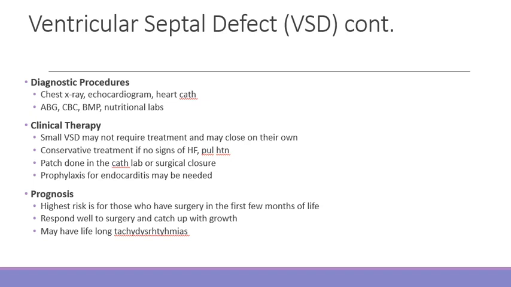Prognosis. Highest risk is for those who have to have surgery within the first few months of life. They do respond well. They catch up with growth. They could have some lifelong tachydysrhythmias, some tachycardia, some SVT, supraventricular tachycardia. So you'll see that in your notes specifically under atrial dysrhythmias. So they could have some of that.